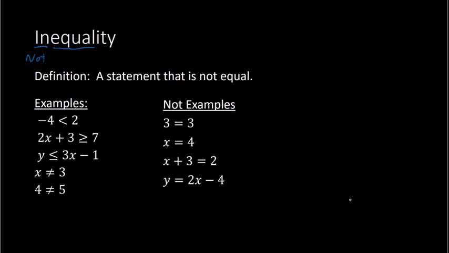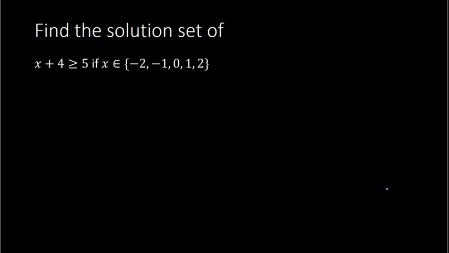So we've worked with inequalities with just numbers and comparing different numbers together. Now here to finish off, we will combine algebra with inequalities. So here we need to find the solution set of this inequality. We have x plus 4 is greater than or equal to 5. And we are finding the solution set if x is an element of -2, -1, 0, 1, or 2. What that means is that x could be any of these numbers. So x cannot be any other number other than these 5.